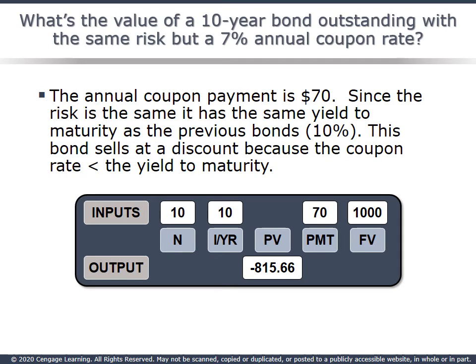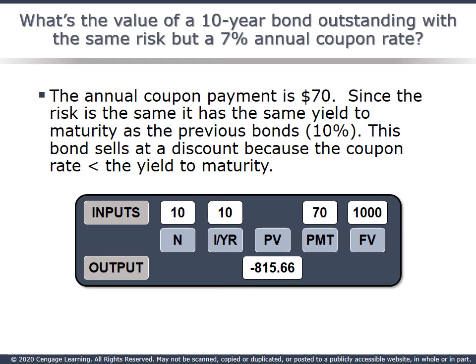What about a 10-year bond? Yield to maturity is still 10%, but the coupon on this bond is 7%. Our bond pricing rules tell us that this has got to be a discount bond. The coupon payments are only going to be $70 a year for 10 years with the return of the par value at the end of year 10. Why is it selling at a discount? The rationale here is that all other bonds with the same amount of risk are paying 10%. This bond only pays 7%.